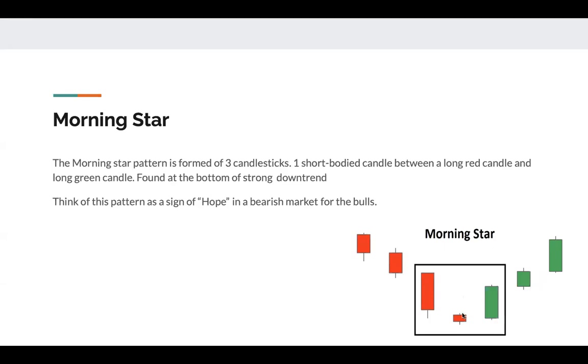Yes, the small candle, as long as it's just a short, small candle, it can be red or green. It doesn't matter. I think when I was learning candlestick patterns, I heard that if it's green, then there's a higher chance of it happening, and if it's red, a lower chance. But overall, the color in the middle does not matter. The colors on the sides do matter. You just want a long red candle and a long green candle and whatever candle in between.